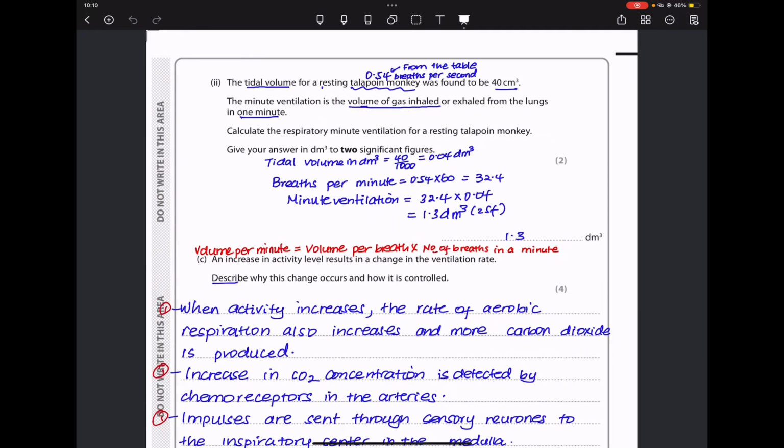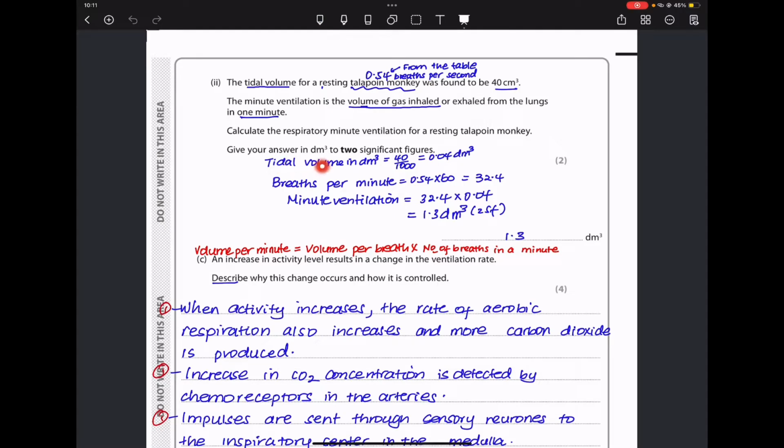Next, they say the tidal volume for a resting tarsier monkey was found to be 40 centimeters cubed. The minute ventilation is the volume of gas inhaled or exhaled from the lungs in 1 minute. Calculate the respiratory minute ventilation for a resting tarsier monkey and give your answer in decimeters cubed to 2 significant figures.